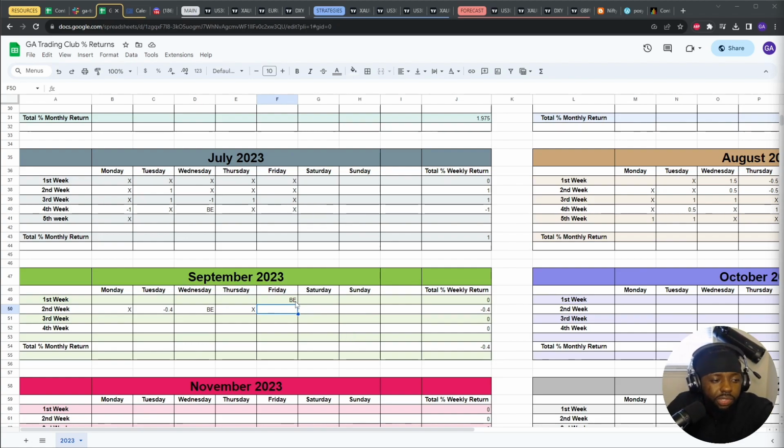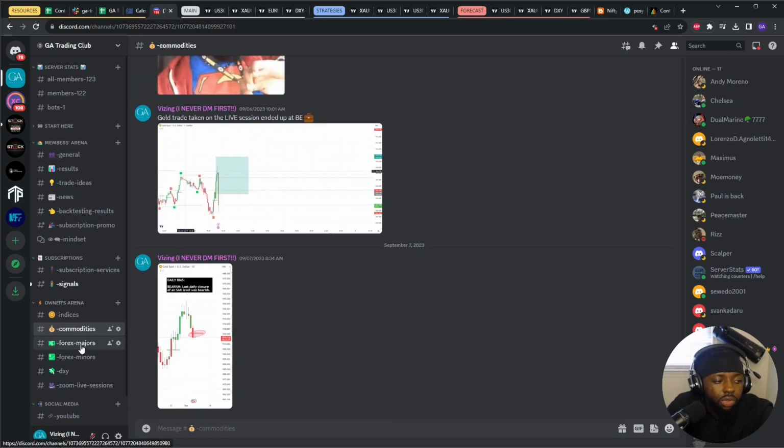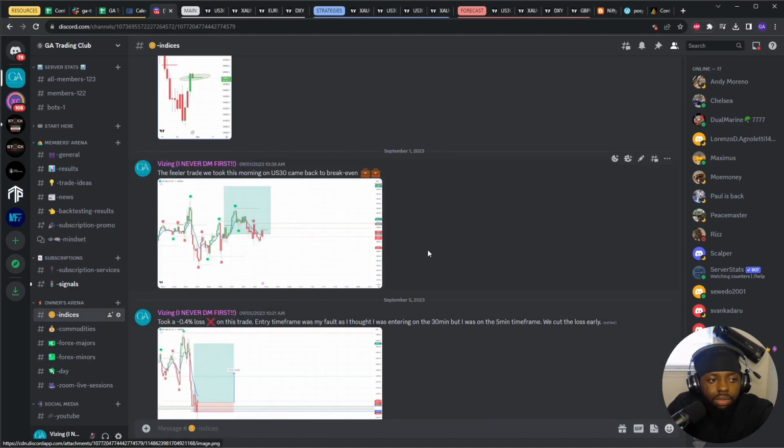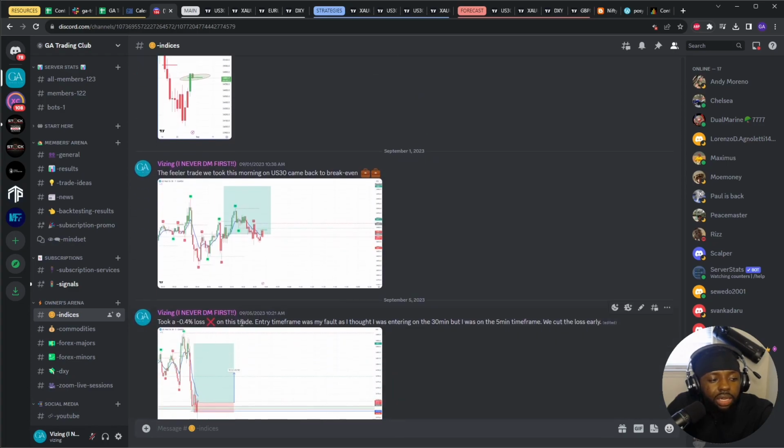So for the first week of September, if you look at this spreadsheet, this is a spreadsheet that tracks all the returns, all the trades we take either on the live sessions or the trades I send in the Discord. And looking at our Discord, the live trades I normally send in are either in the indices channel, commodities, or Forex majors. So for example, when I send out an official trade, I will say I'm taking this trade.